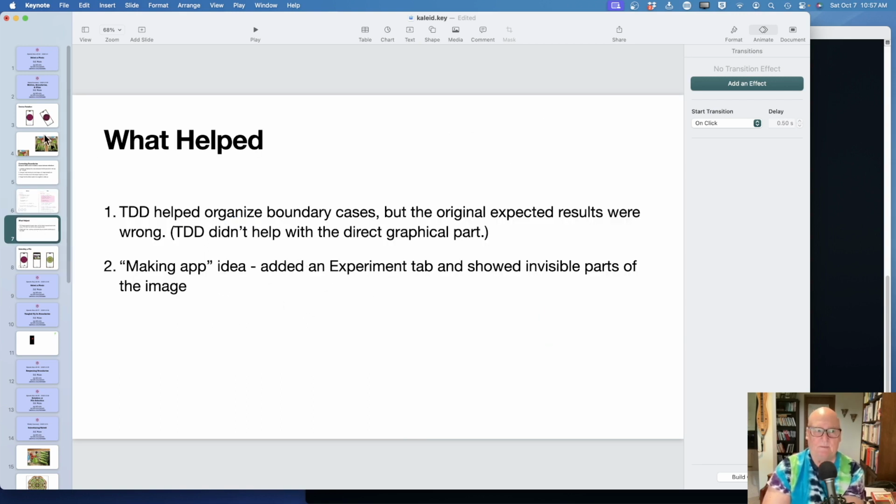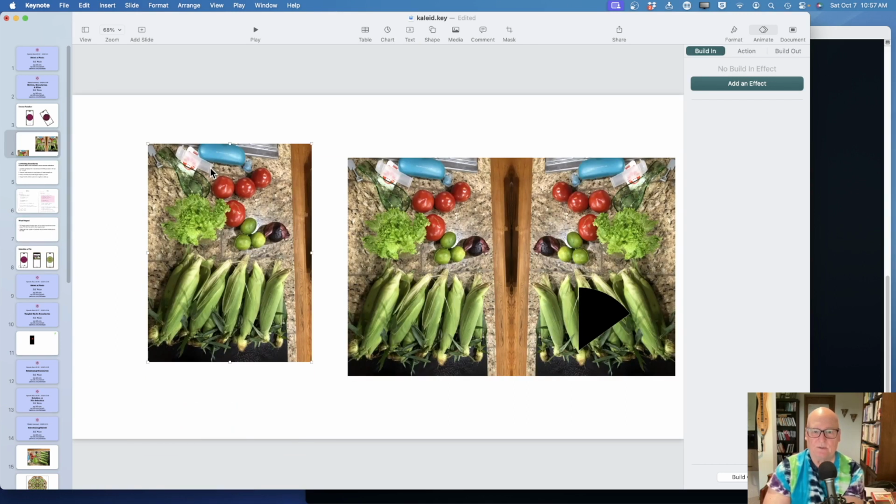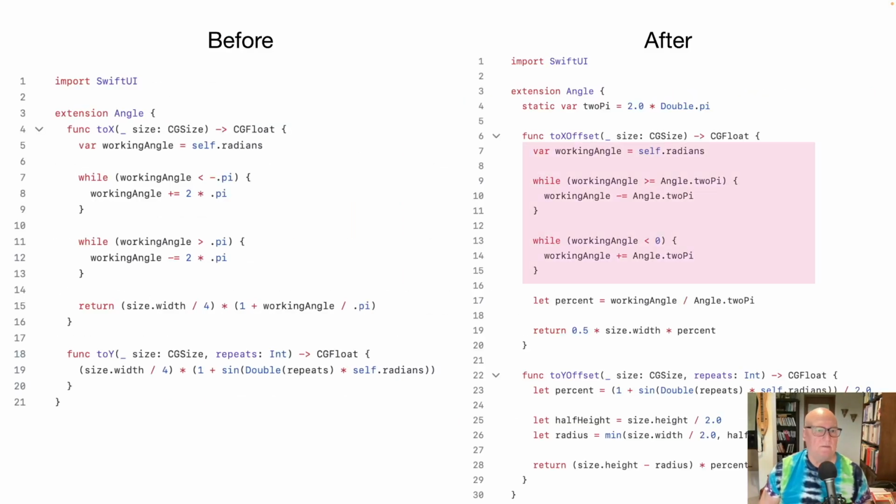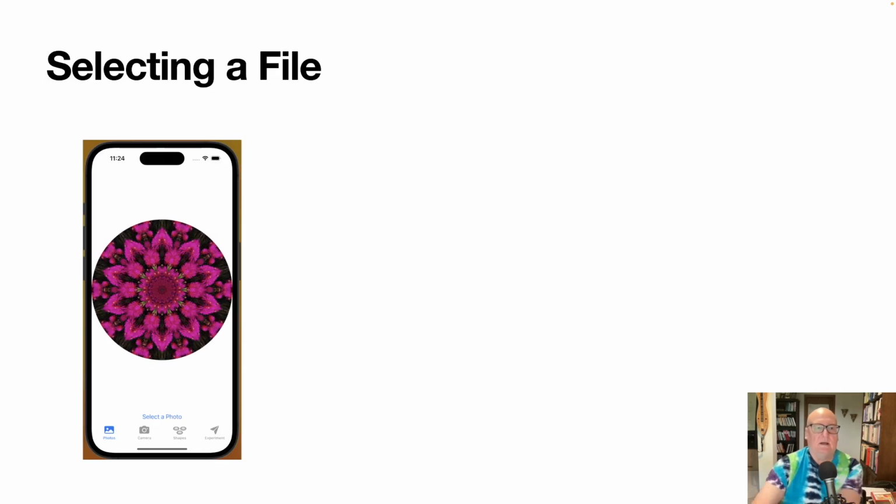All right. And then we used that making app idea. So, basically this visualization was our screen for a while, and we could look at what happened with this stuff. That helped a lot. Okay. And then the last bit we did was just selecting a file. So I'll just show that in here rather than bring up a full demo.